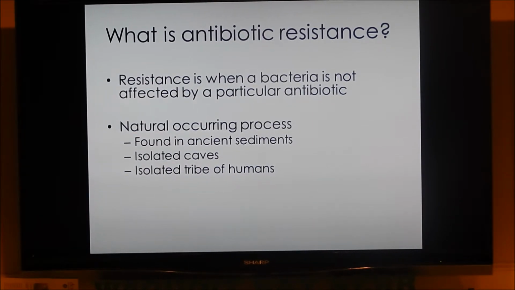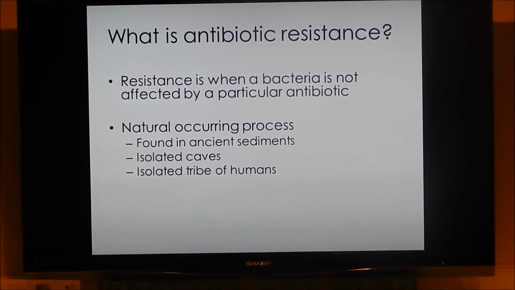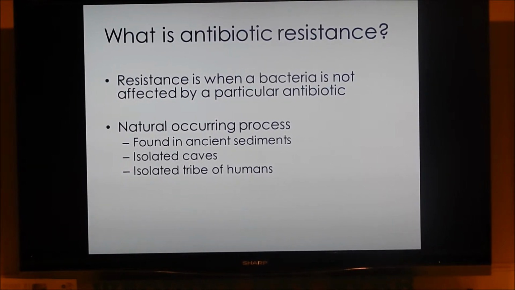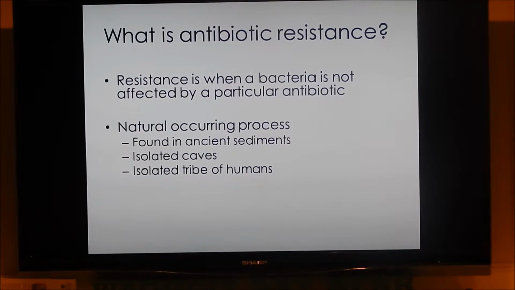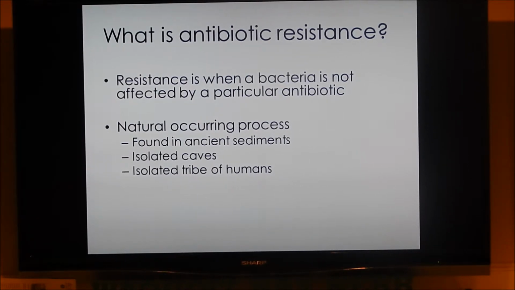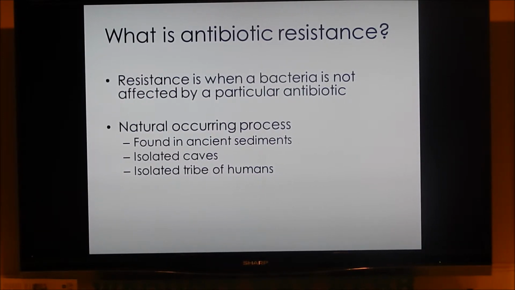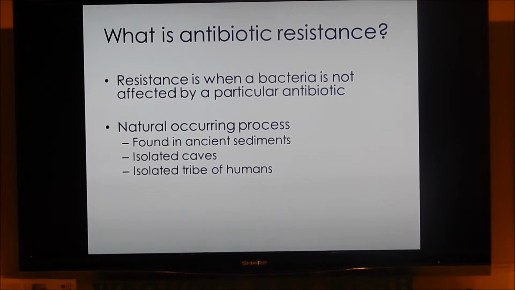Okay, so now we're going to talk about antibiotic resistance. Resistance is when a bacteria is not affected by a particular antibiotic. And antibiotics themselves are a naturally occurring process. Some research has gone into this, which I think is really interesting. They've looked in environments that haven't really had contact with humans, like ancient sediments, very isolated caves, and most recently an isolated tribe of humans in South America. And they found antibiotic resistance there. So that drives home the point that it's natural and not something completely human caused, though it's likely strengthened by the amount that we're using, because we're using so much.